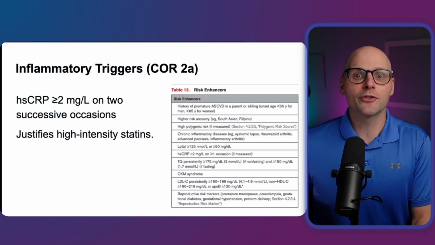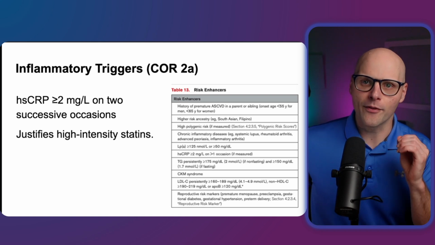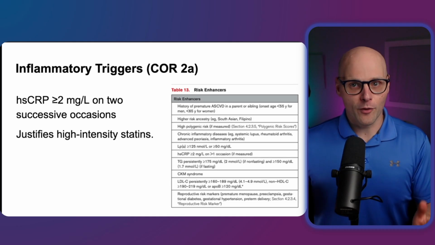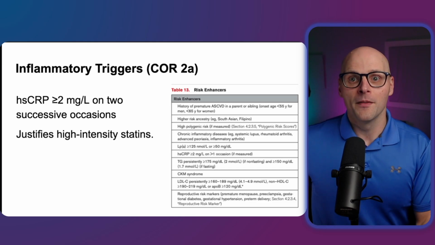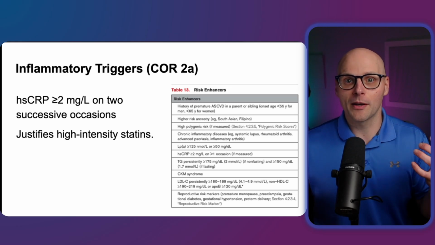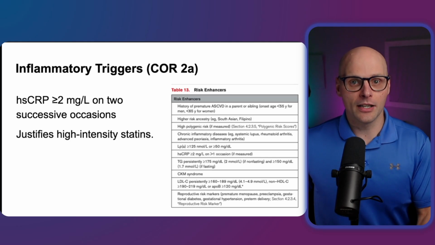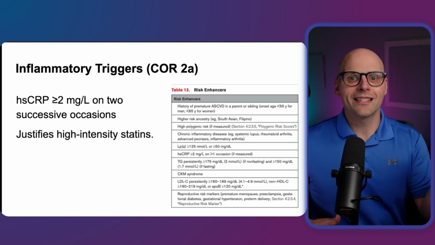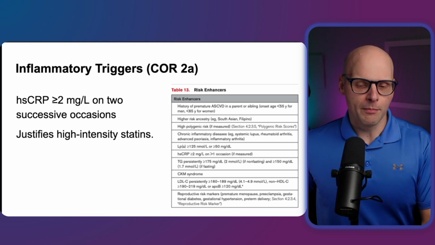Other risk-enhancing factors include a history of premature ASCVD in a parent or sibling, meaning an onset before the age of 55 for men or 65 for women, high-risk ancestry, for example South Asian or Filipino, high polygenic risk if ever measured, chronic inflammatory diseases like lupus, rheumatoid arthritis, advanced psoriasis or inflammatory arthritis. Also Lp(a) greater than 125 nanomoles per liter or 50 milligrams per deciliter, triglycerides persistently greater than 175 milligrams per deciliter if non-fasting and greater than 150 if fasting, CKM syndrome, or LDL persistently greater than 160 to 189, non-HDL greater than 190 to 219, or ApoB greater than 120 milligrams per deciliter. That's a lot.